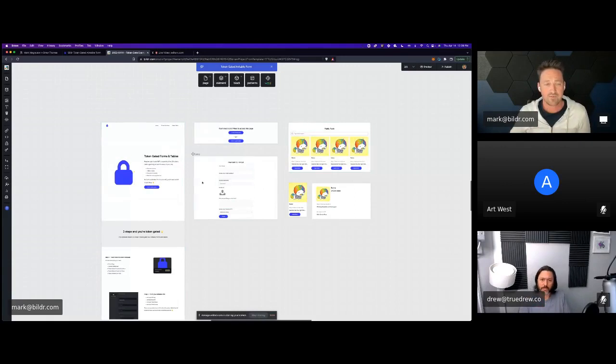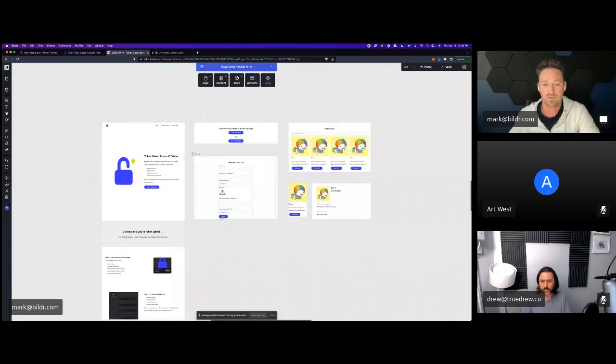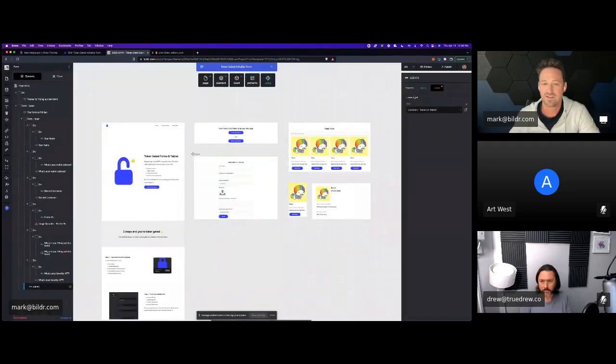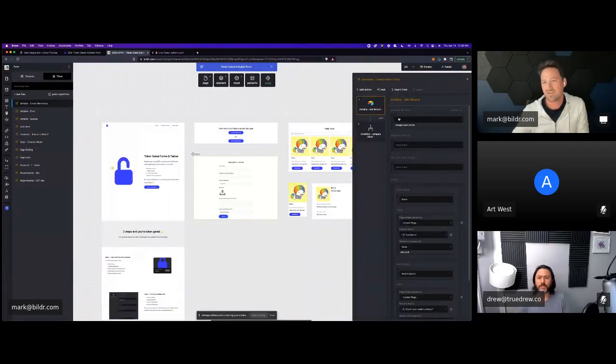So this pattern or template, whenever you create a new project, you can select it if you have a Studio Pass. Whenever you come in the first time, it's going to come up with a full overview and lesson on how to use this template. But it's pretty straightforward. So where is it? Airtable, sorry, here we go. In Airtable, you basically just have to connect your Airtable API key, your base ID, enter the table name, and do some field mappings.